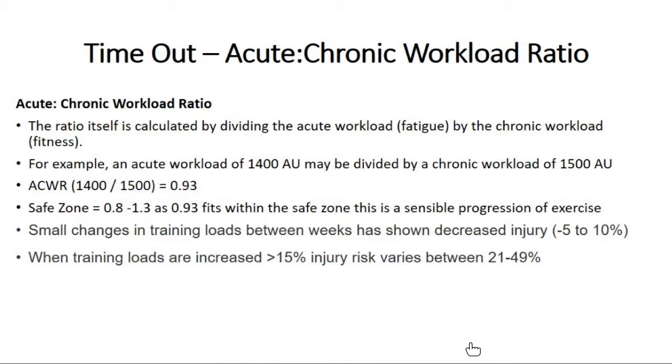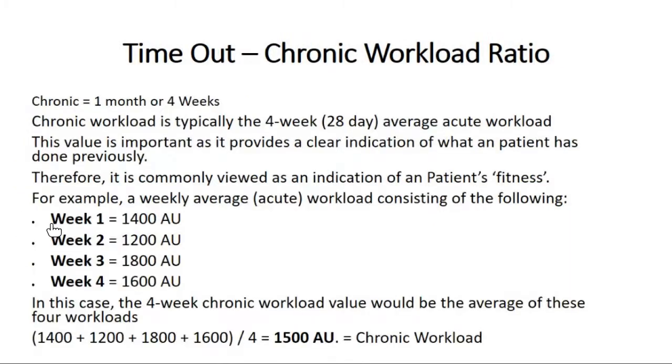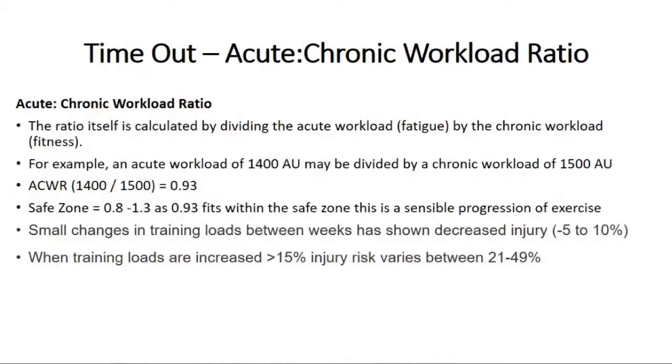If we go back to this one, we're using week 1 as the example now. Week 1 was 1,400 arbitrary units. So if we're looking at week 1 compared to our chronic workload, 0.93, that's well within 0.8 to 1.3. So that is a safe training program. If your training increases over 15%, your injuries are just going to go through the roof.